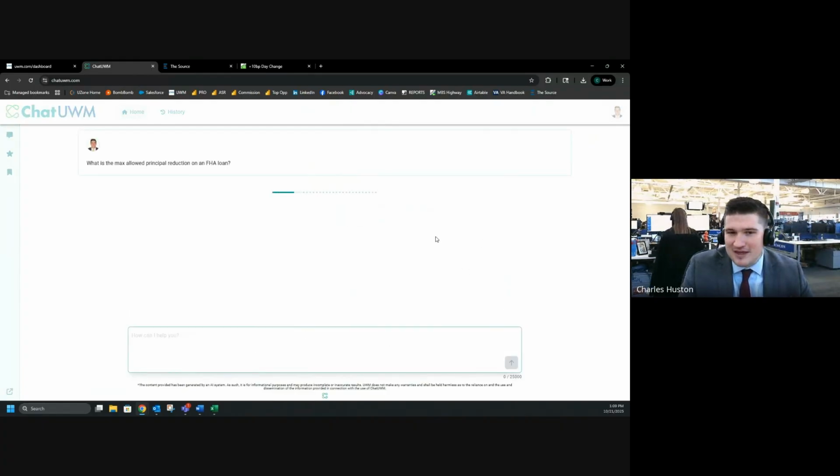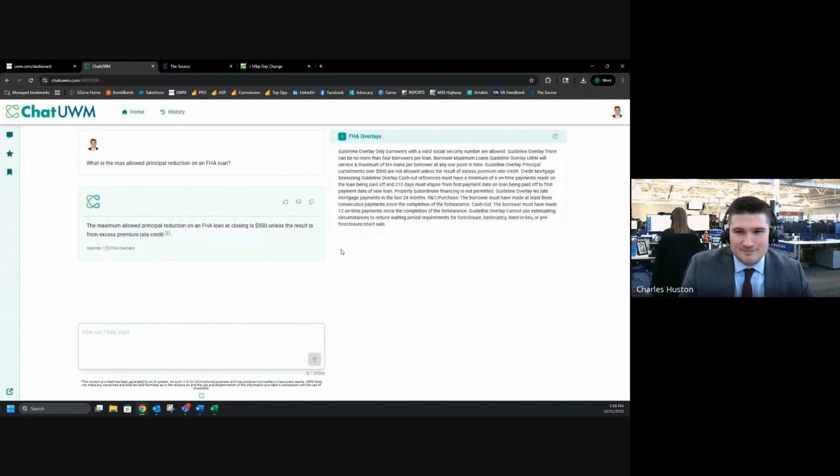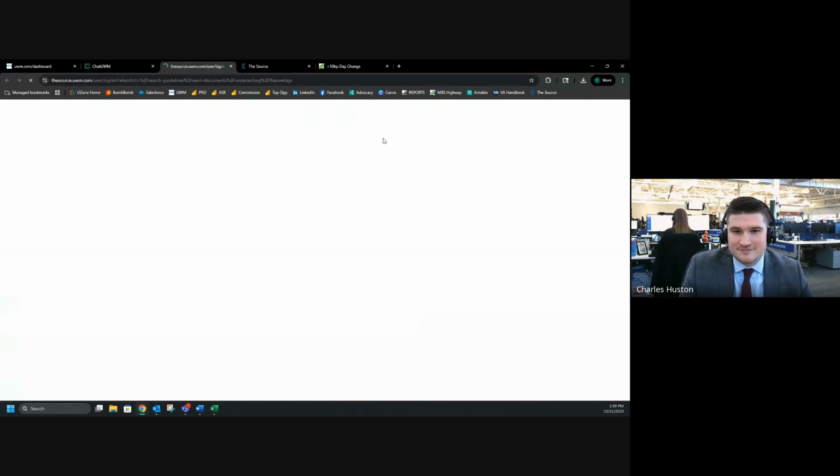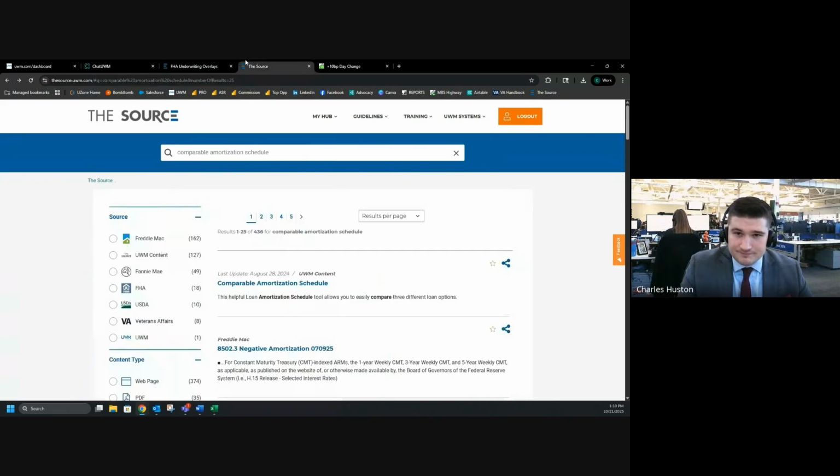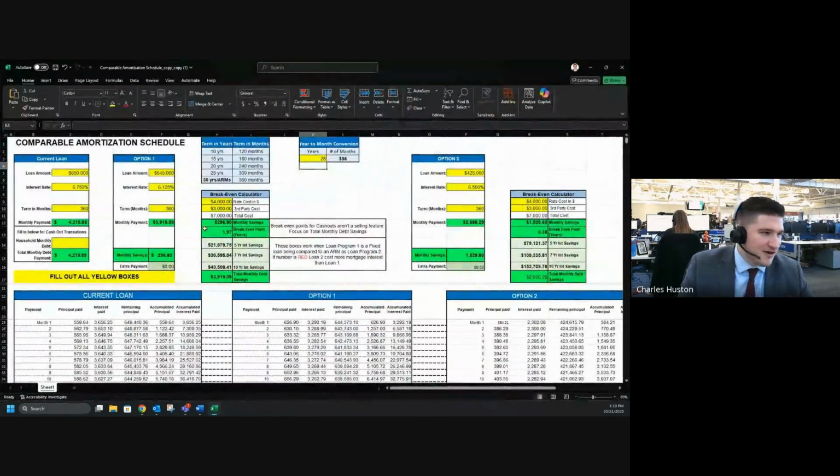And as soon as it's done thinking, I know I've probably gone over this before, but now I've got the FHA source right here. If you click that, now you're in the source. Okay, so as soon as you get in here, bookmark this. Anyway, now you type in comparable amp schedule and you get this beautiful thing right here.